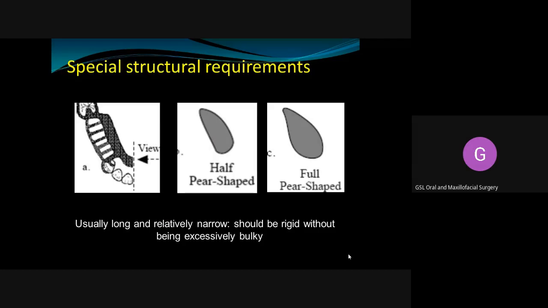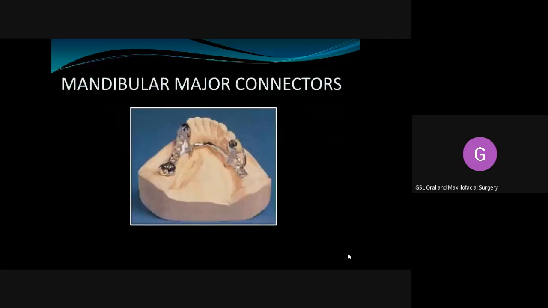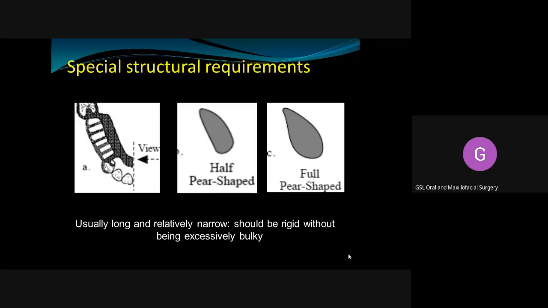So now for the mandibular major connectors, when we see regarding some special structural requirements, just like we have heard regarding the major connectors, the requirements. For the mandibular major connector, we need to first evaluate the floor of the mouth, to what extent from the gingival margin of the tooth to the free movable margin of the floor of the mouth. So based upon that, we are going to design our major connector.